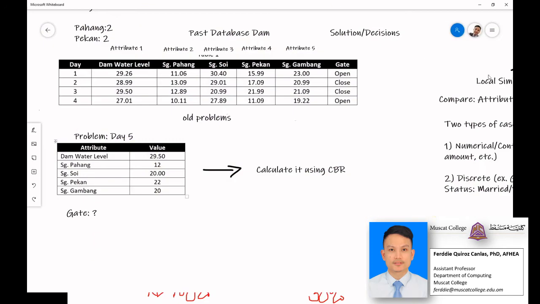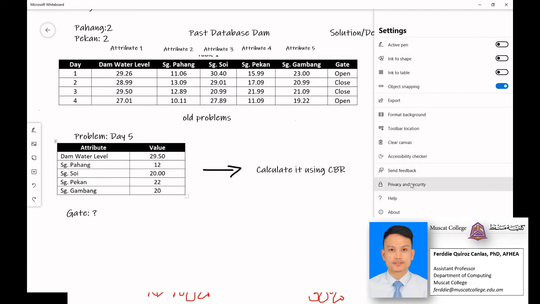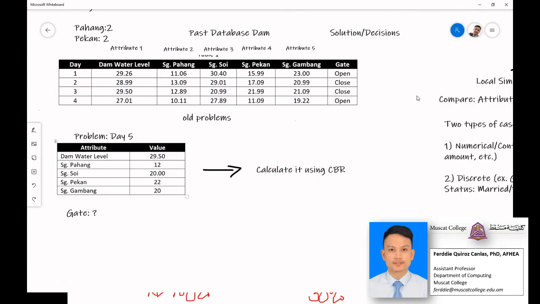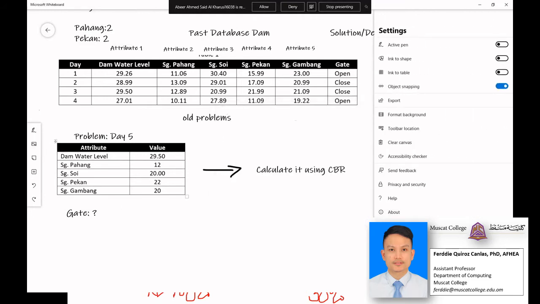So let me just try to see if we can look for a picture of a dam here. Bing. I think we could look for dam. As far as I remember, we can't do it in here.